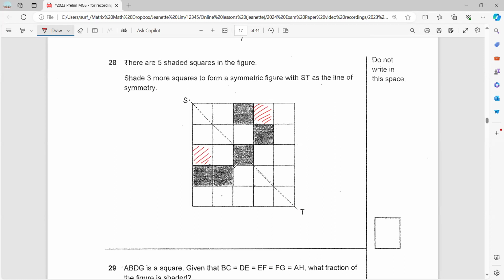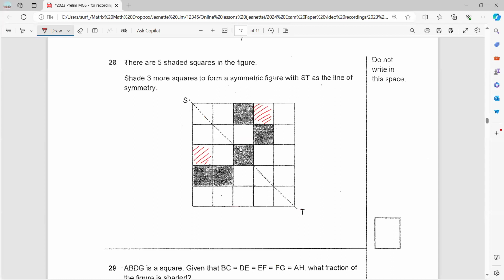So you need to shade one more. The last one that you shade is not going to be a fixed position, meaning there are a few answers. So to be symmetrical, you want to add one more. You cannot add anywhere away from the line. It has to be any square on the line ST.